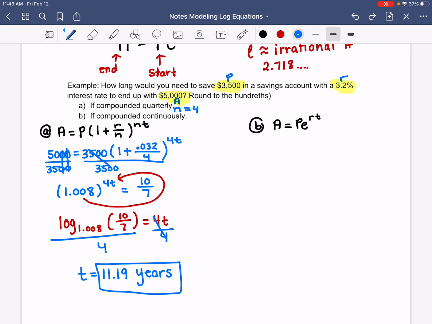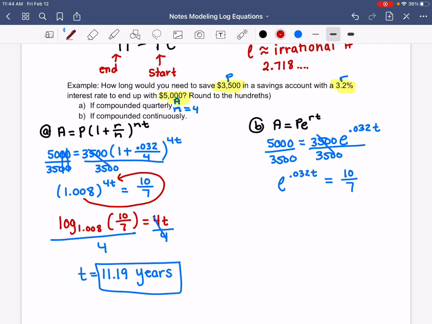All right, let's do our compounded continuously for B. So we're still using the same letters for everything, our numbers. So our A is still 5,000, our P is still 3,500, e to the power of our rate is still 0.032, and then t. All right, so I'm going to do the same thing I did over on the other one. I'm going to divide both sides by 3,500, and I'm going to switch sides. So I get e to the power of 0.032t equals, and we already know what we get when we simplify that because we did that earlier. It was 10 over 7.